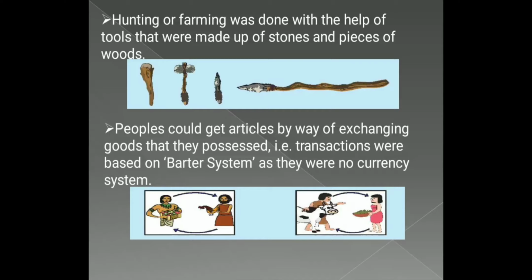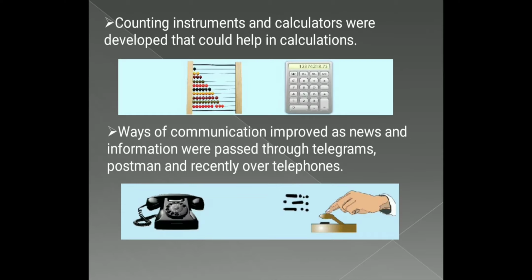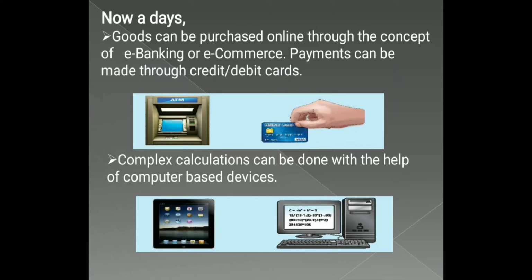Then, for exchanging goods, they used the barter system because there was no currency for transaction. Over the years, people could purchase things through money, currency, as goods in exchange. That is, the barter system was replaced by the currency system. Then, for counting, calculators were developed, and for communication, the telephone and telegram were developed.